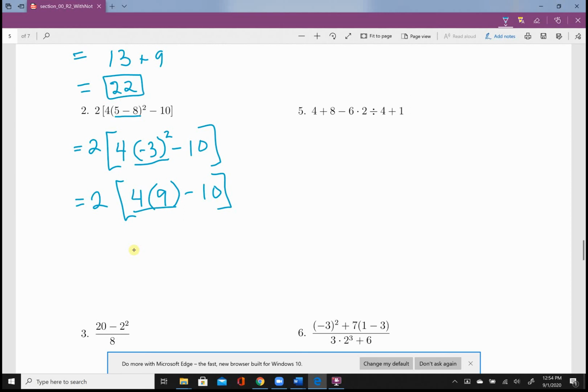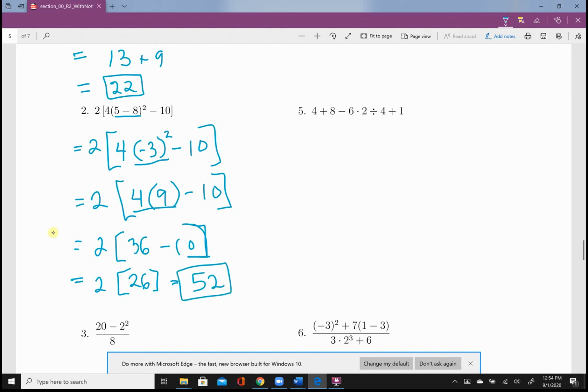Now I multiply. 2 times, 36 minus 10. And then that'll be 2 times, what's 36 minus 10? 26. And then that'll give me 52, if I'm not mistaken.